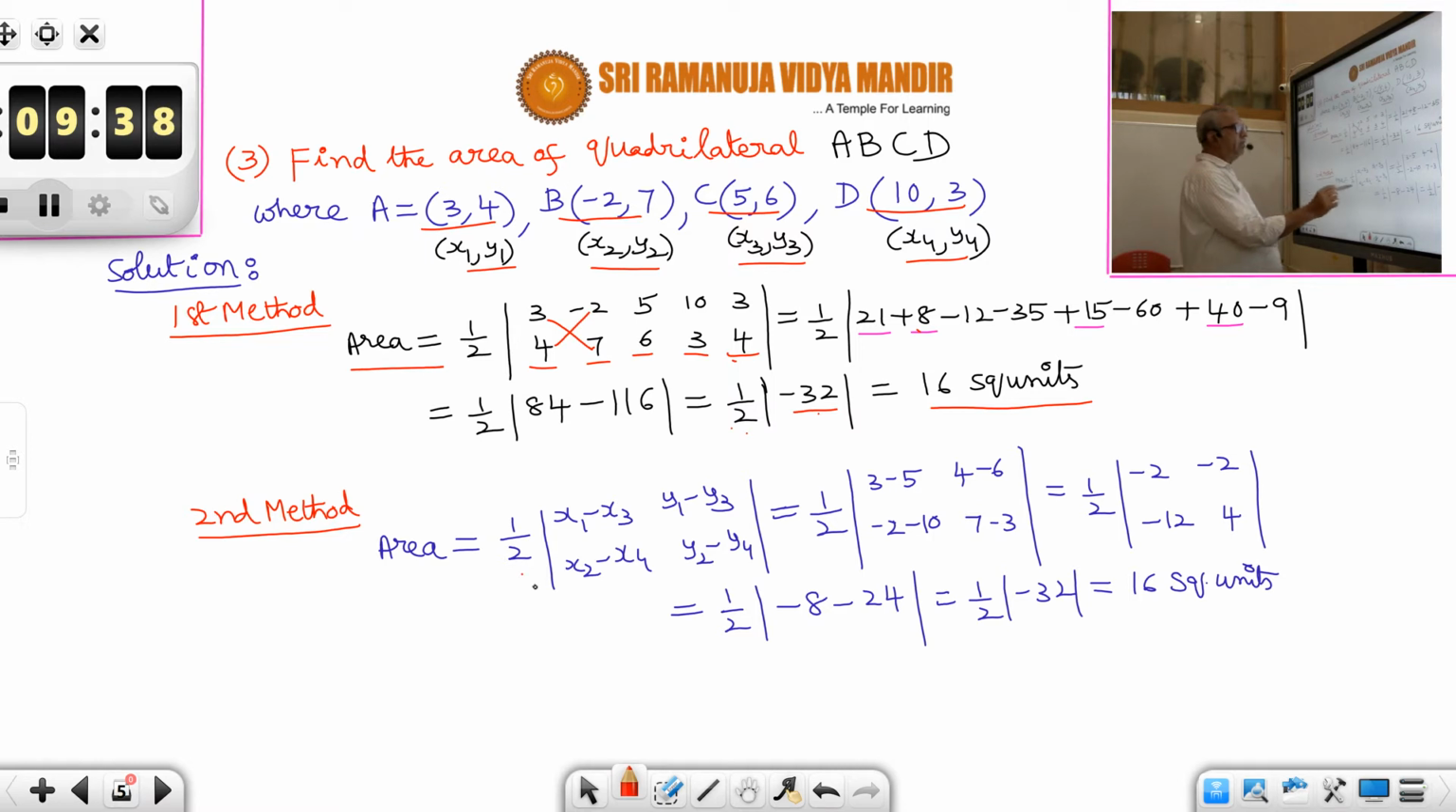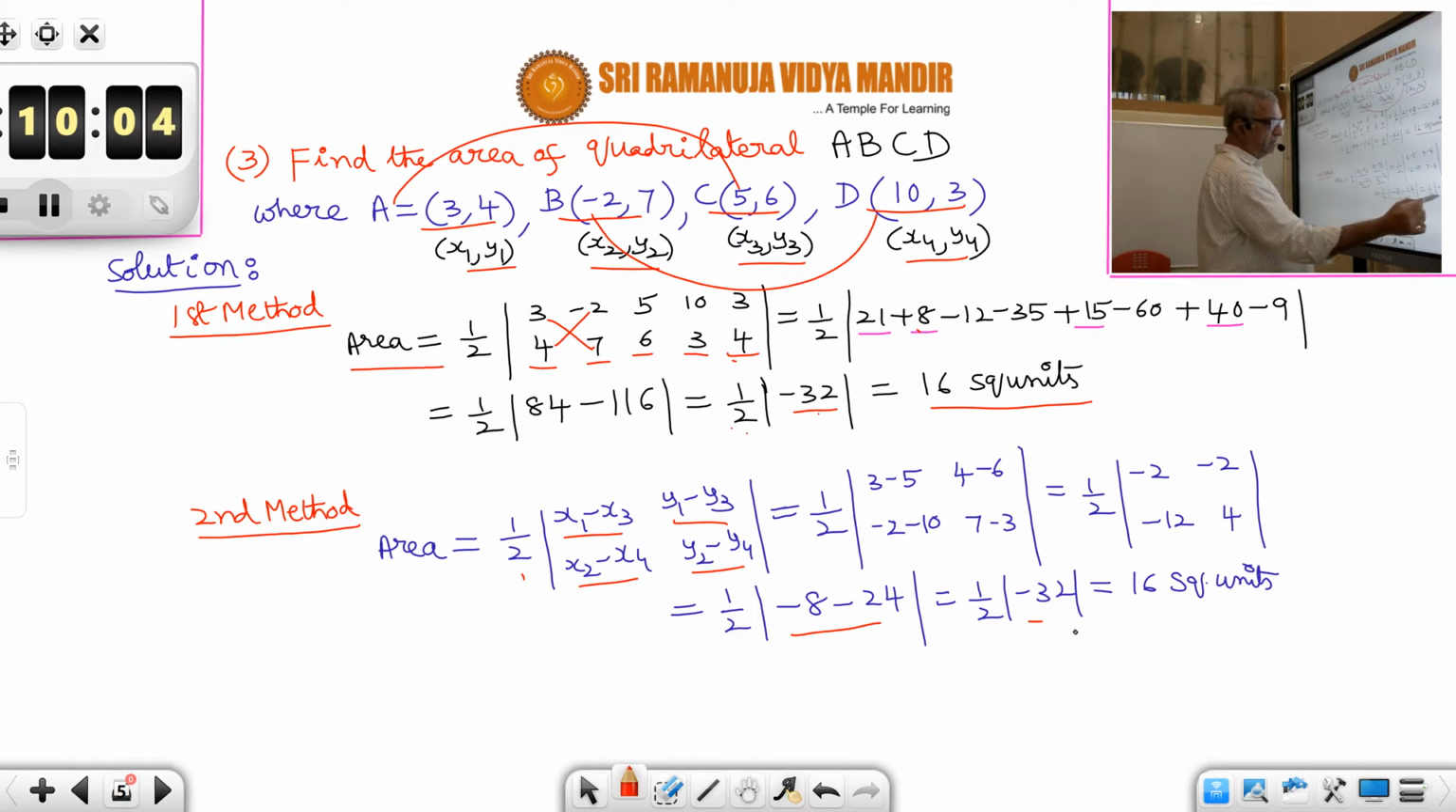The second method is very easy, using the diagonals. Half into, if ABCD are consecutive vertices of a quadrilateral, what are the diagonals? One diagonal is AC and the other diagonal is BD. For diagonal AC, x1 minus x3, y1 minus y3. For the diagonal BD, x2 minus x4, y2 minus y4. So put the values there and you can easily calculate. I think this method is easier compared with the first method. You will get the same answer.